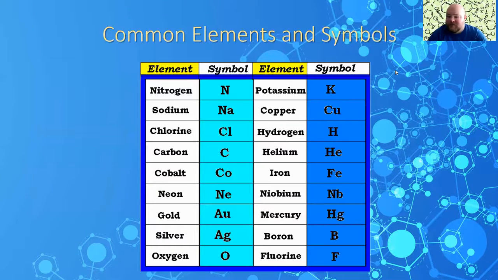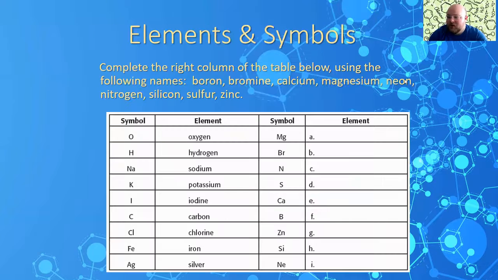But here are some common elements with their symbols, like nitrogen's N. That's a straightforward one. Chlorine, straightforward. Carbon, C, straightforward. Cobalt, Co. Some of these are not so straightforward, like sodium is Na, or potassium is K, or iron is Fe, mercury is Hg. Some of them are very straightforward, some of them are not so straightforward. Now, I'm not going to make you memorize any of this. You'll always be able to use the periodic table for class, but I do want you to notice some of these are not so straightforward. Some of them are straightforward.